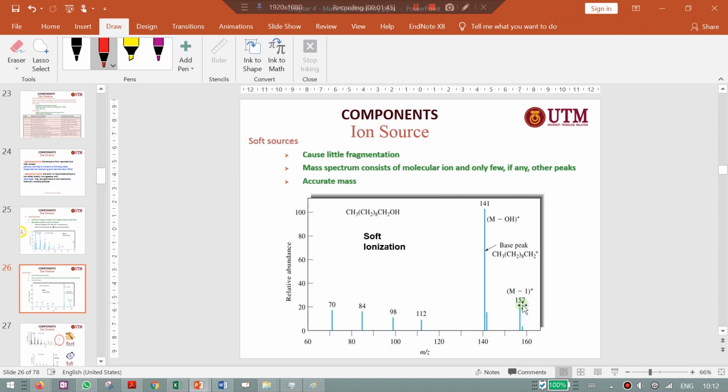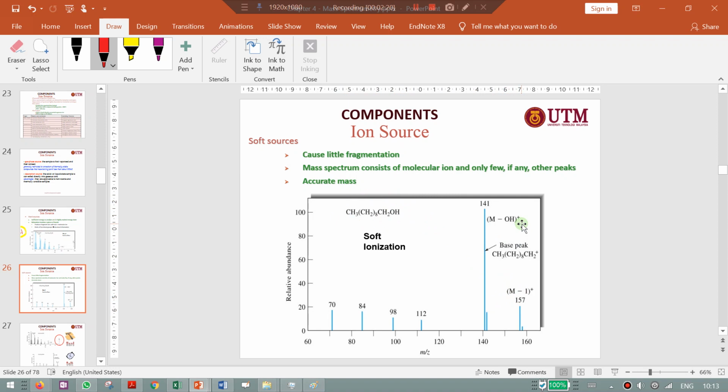Maybe here we have the OH for 158. Maybe we have another compound with a longer chain that also has the same molecular mass as this compound. That's the problem with the soft sources: the information regarding the functional group is much less. So they are actually complementary with each other.